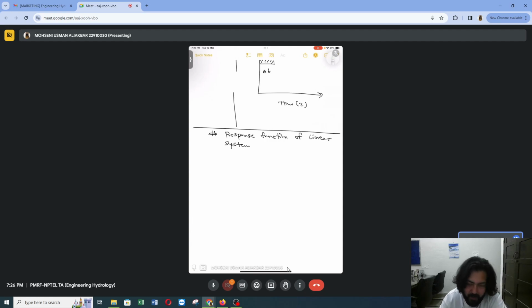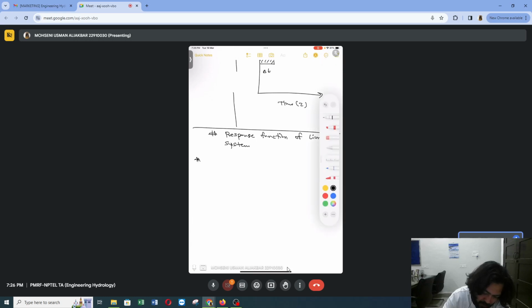So similarly, based on the type of input, the response function will be of different type. So first we'll talk about impulse response function.